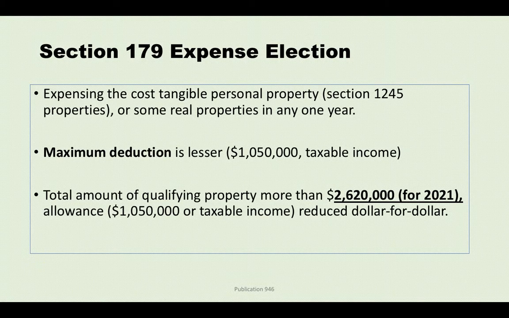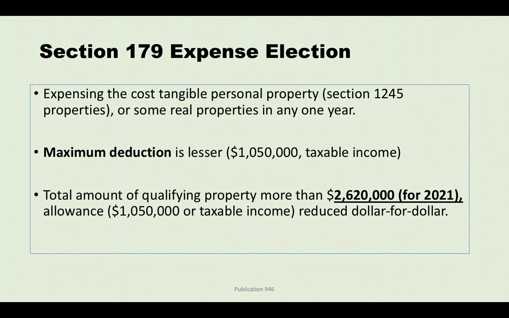So just to quickly summarize the Section 179 expense election: first, it is for tangible personal property, most of which is Section 1245 property. Then some real property, as I said. You cannot use Section 179 for a building or land, but you can use it for a fence or a roof. You have to search the list on the IRS website to see if it's qualified, right? So most personal property is qualified.